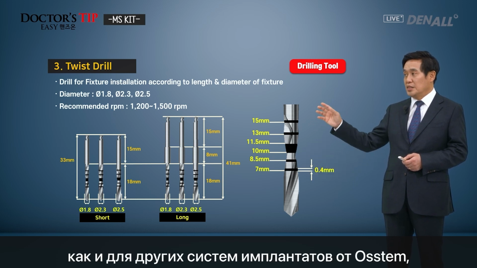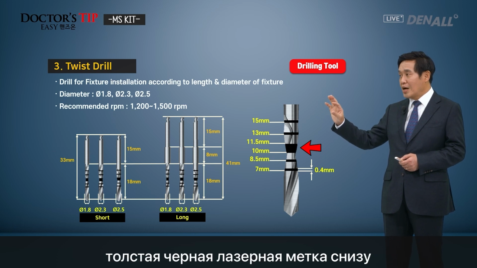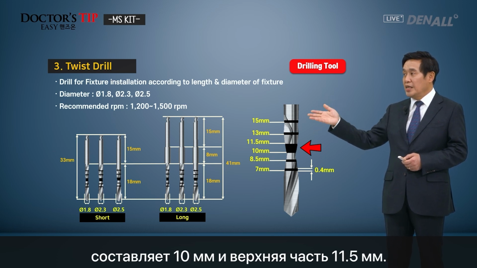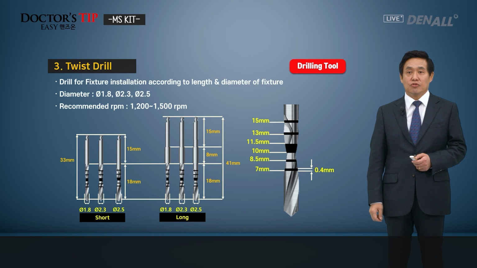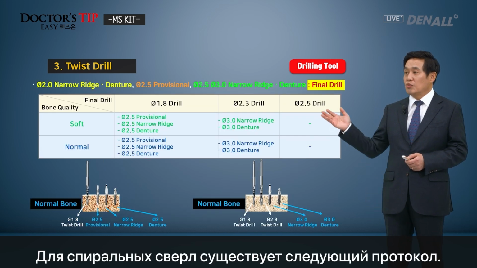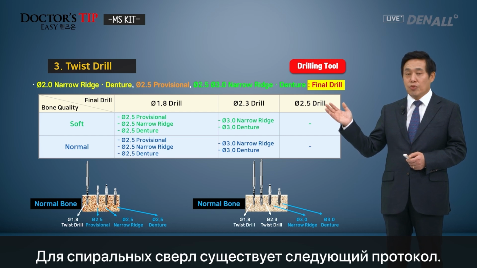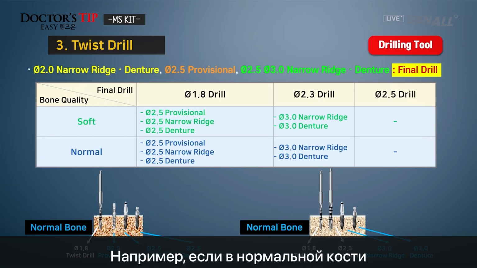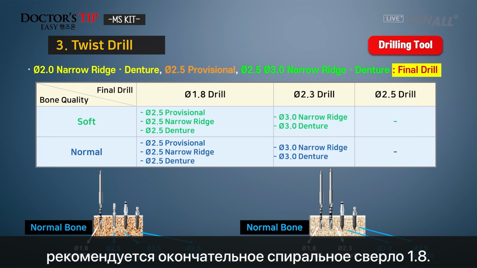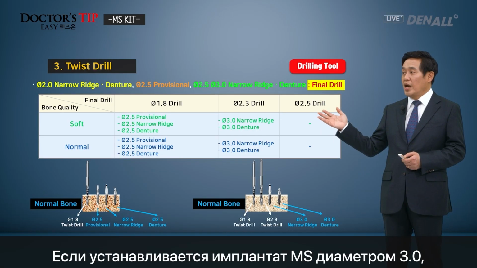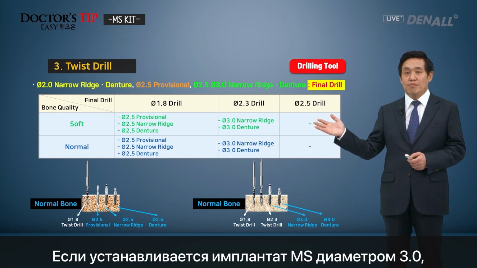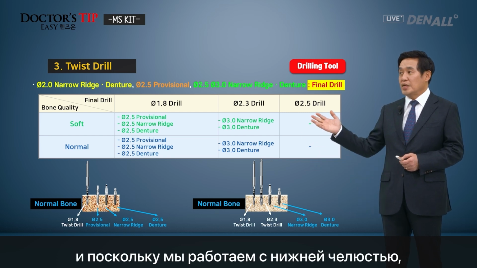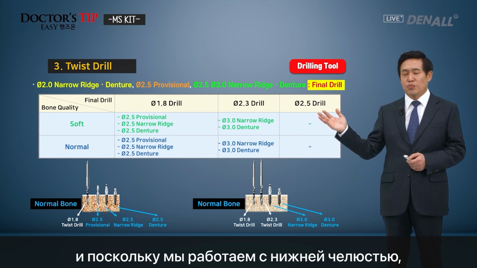like in other O-stem implants, a bit thick black laser mark. The bottom is 10 and 15 on the upper part. The twist drill sequence is like this. Now, for example, if you have a 2.5 provisional ridge type in normal bone, the final 1.8 twist drill is recommended. For a 3.0 implant, the final drill would be about 3 drill, and because we push in the lower part, soft bone is a bit different, but it's a similar approach.